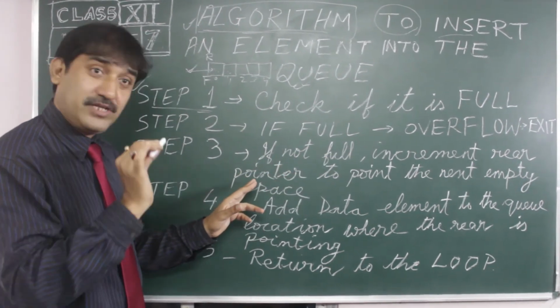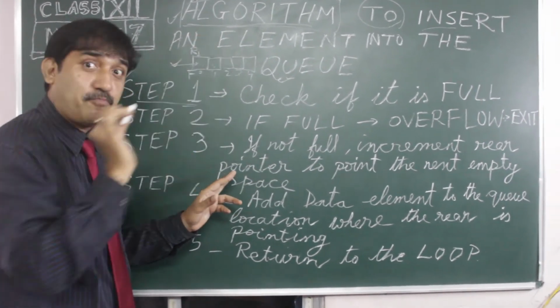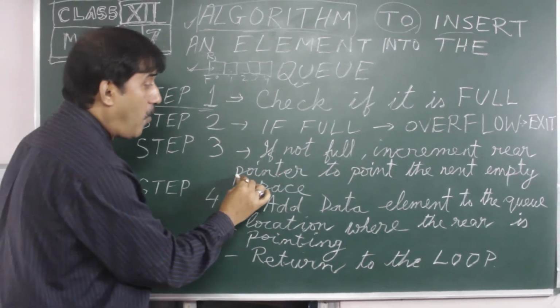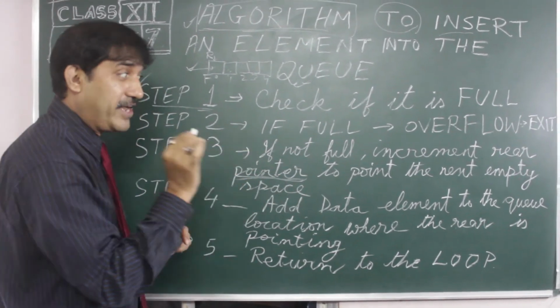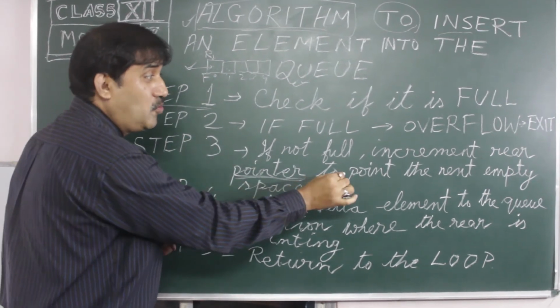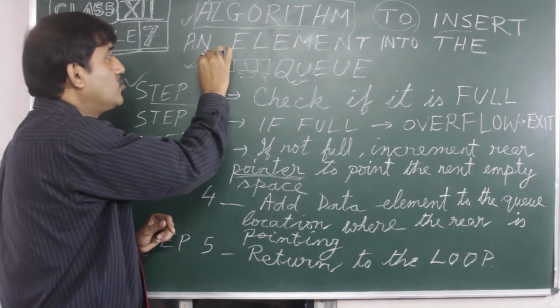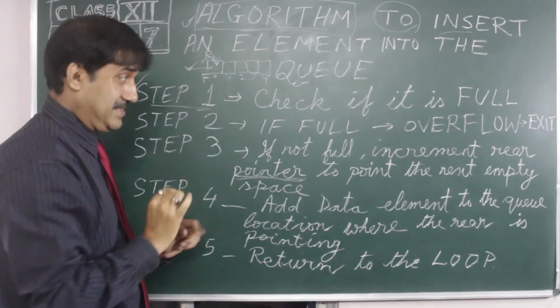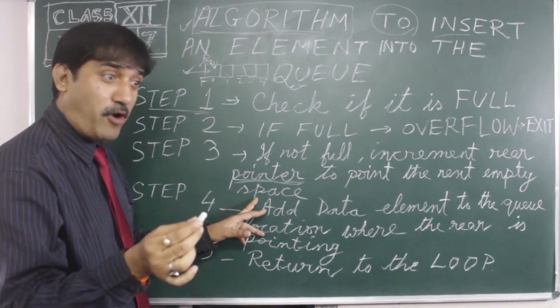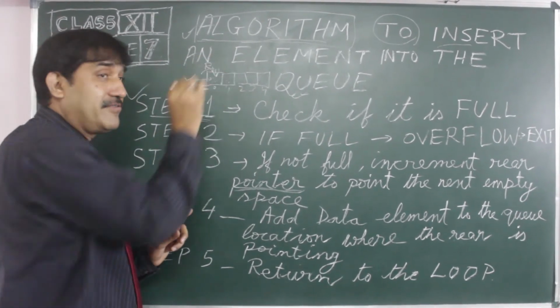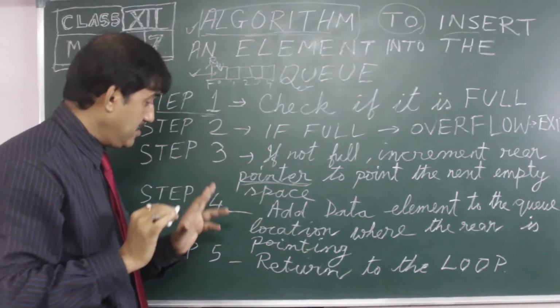The rear pointer, so there is a pointer. It points to the rear. Increment the rear pointer, very important. Where does it point? The pointer points to the next empty space. So here is an empty space, and it points to this empty space. It just points out. Then this rear takes the pointer position.